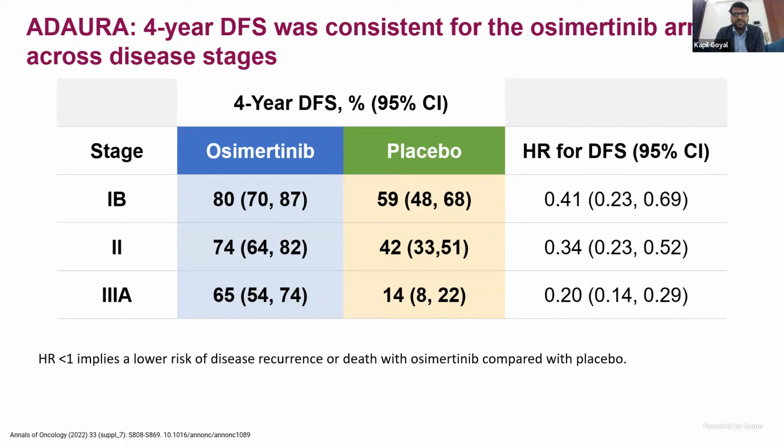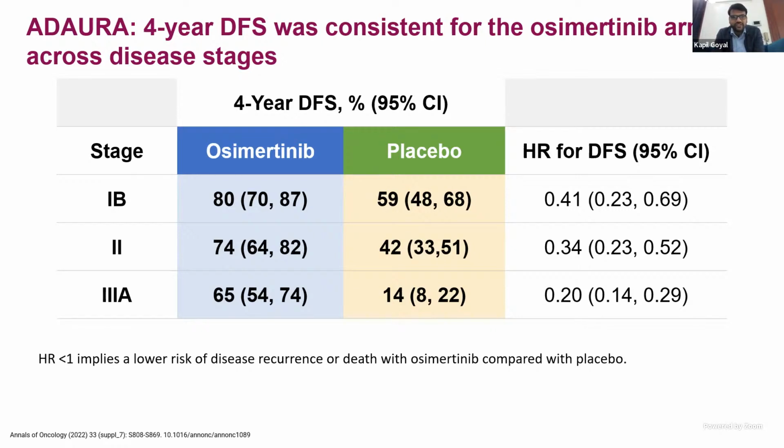If we look at 4-year DFS, it was consistent for the osimertinib arm across disease stages. So in stage 1B, the placebo arm had a 4-year DFS of 59%, which increased to 80% in the osimertinib arm. In stage 2, 42% versus 74%. In stage 3A, it was 14% versus 65%. So if we look at the hazard ratios, they were 0.41, 0.34, and 0.20.